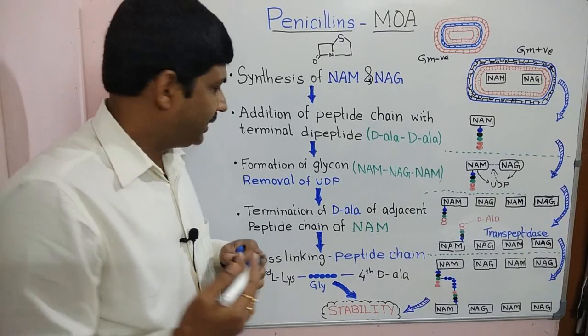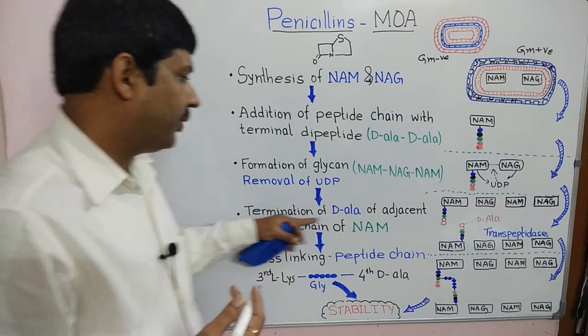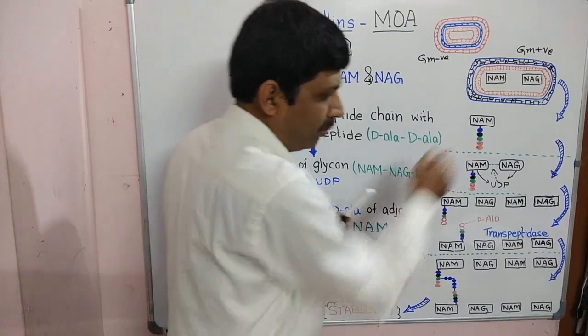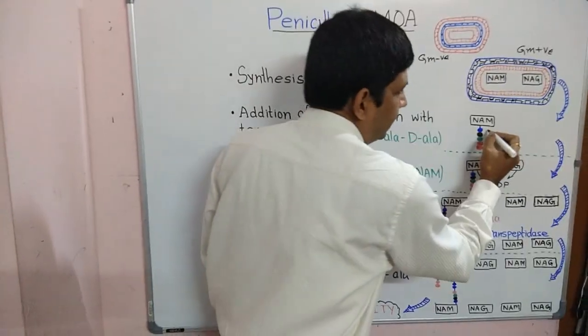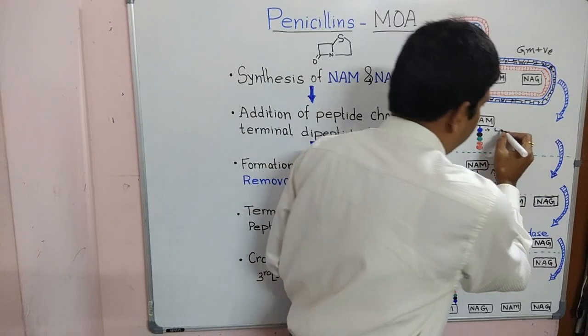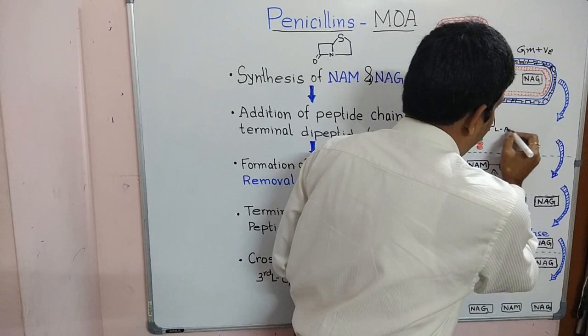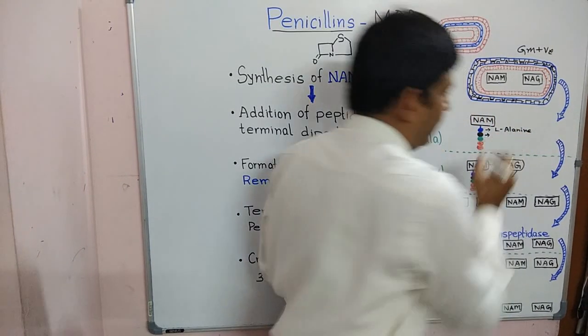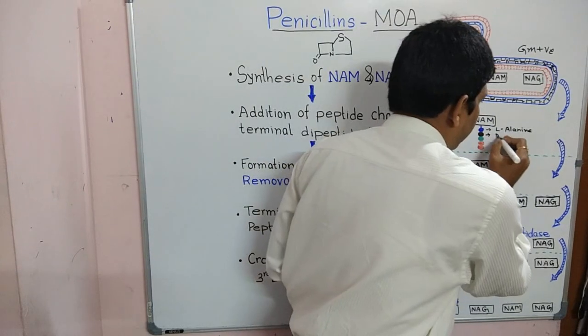Next, there is termination of D-alanine. Now I'll say over here, this blue color shows L-alanine. This shows D-glutamate.